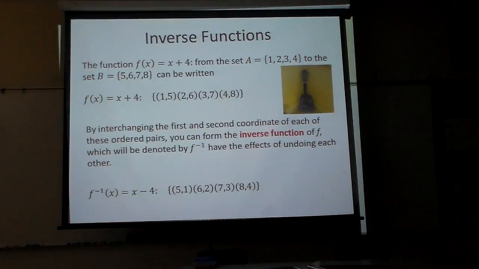So the inverse function takes the y answer and now makes it x, and then the x becomes the y. That's the inverse, and so we're trying to find out what would make the opposite. Well, think about it. If I added 4 to 1 to get to 5, if I take 4 away from 5, I get 1. Or 4 away from 6, I get 2. 4 away from 7, I get 3. 4 away from 8, I get 4.